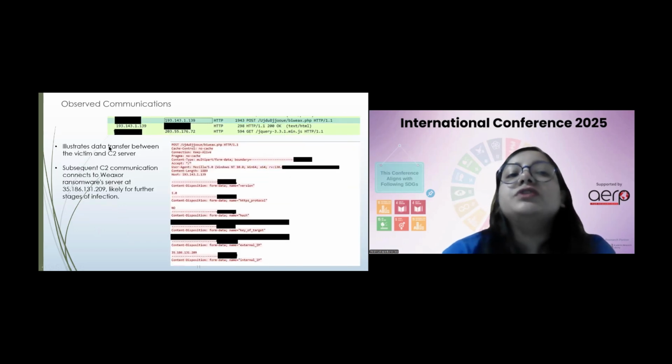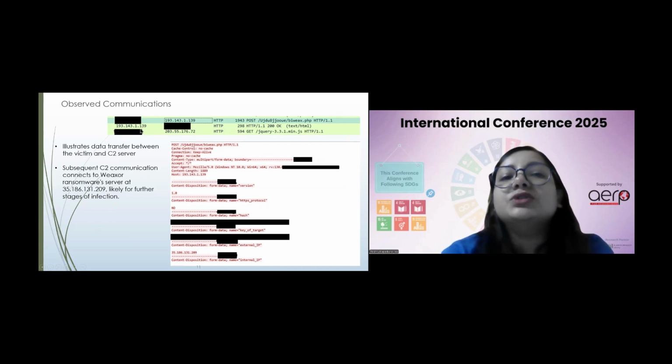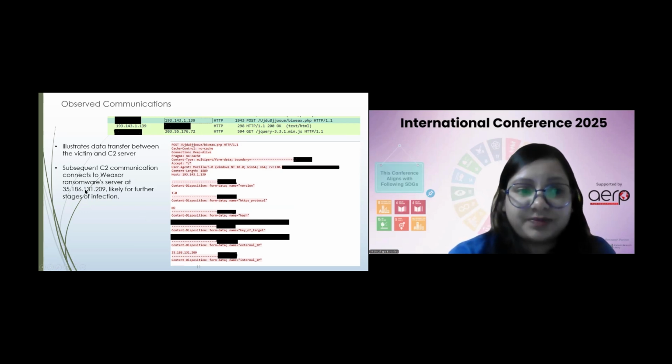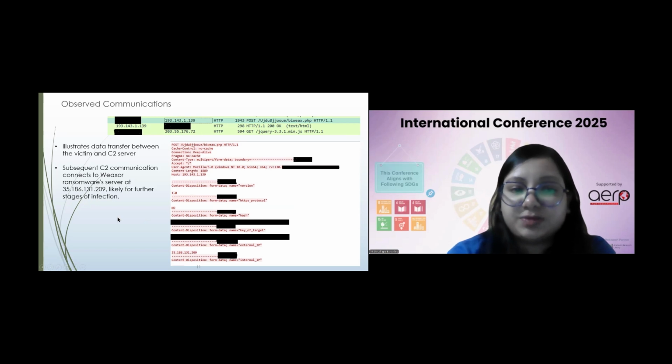We also observed how the Weaxor ransomware was communicating after encrypting the device. The Weaxor ransomware was connecting to this IP. As you can see, this is the IP which was getting connected for Cobalt Strike Beacon, and then it was connecting to these. Here you can see it sharing some data which is important for performing the encryption. Here you can also see another subsequent C2 communication, which was connecting to the Weaxor ransomware server at this IP. This is the IP mentioned for further stages of infection.